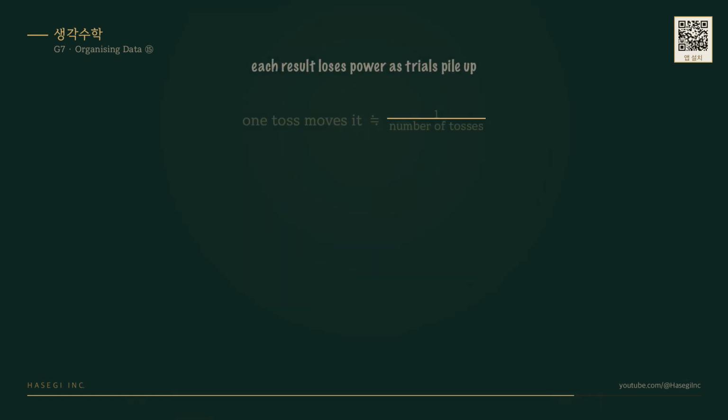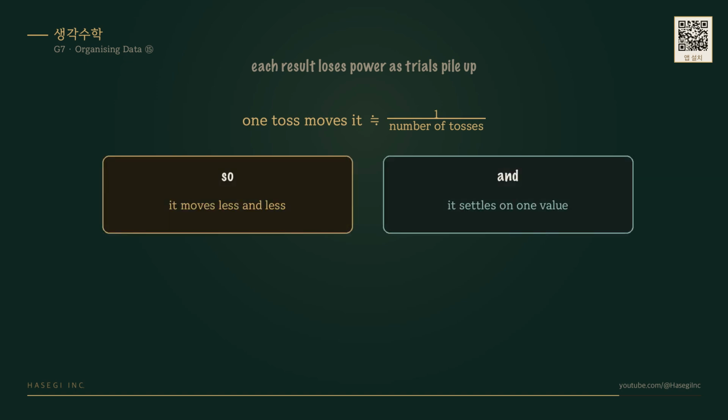So as trials pile up, a single result loses its power to move the whole. The proportion wobbles less and less, settles on a value, and that value is what we call the probability.